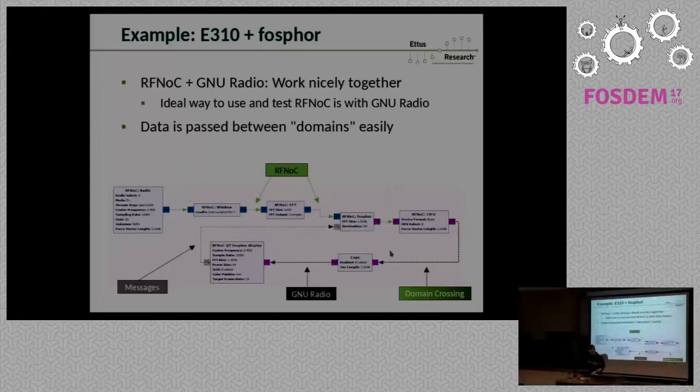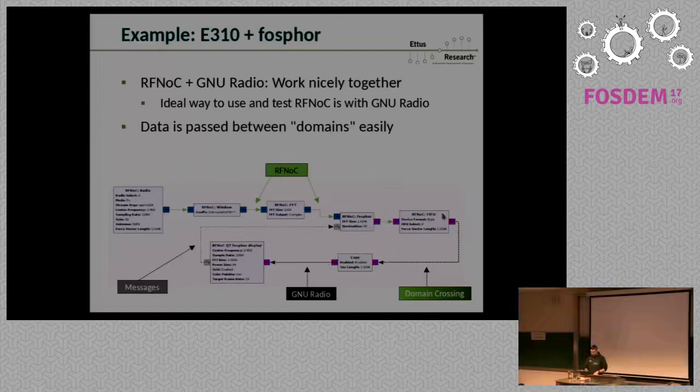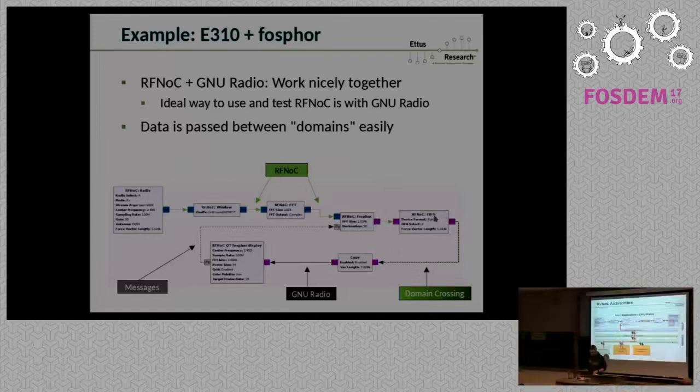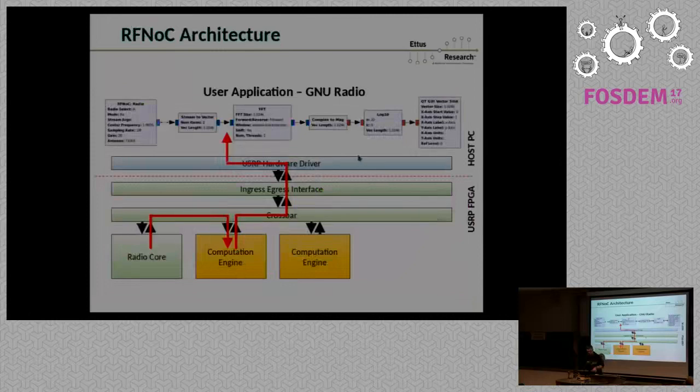Okay, so this is what happens internally. Inside the USRP, we have all these individual blocks. And if we run the GNU Radio app, it'll simply tap out the data at the right position.